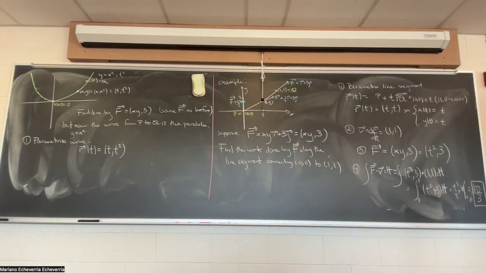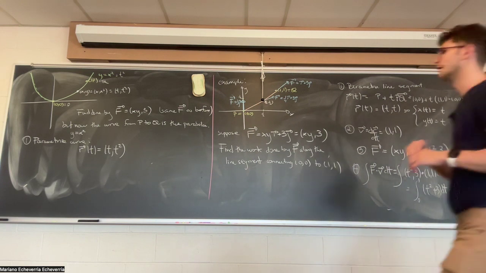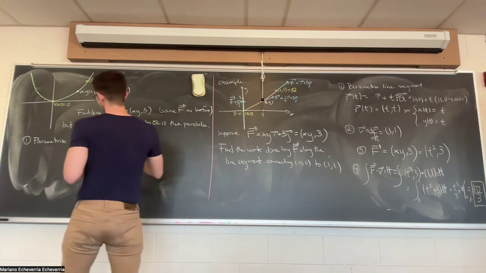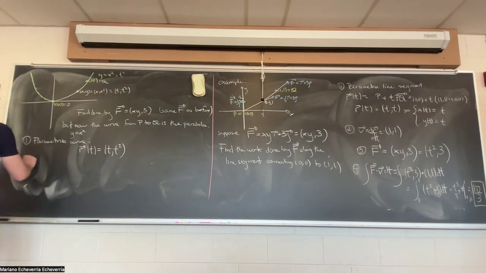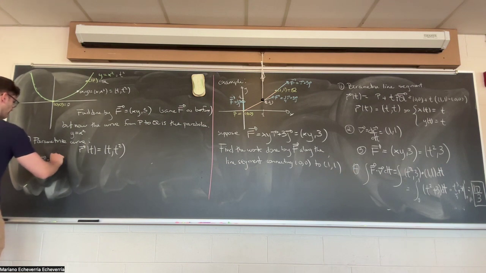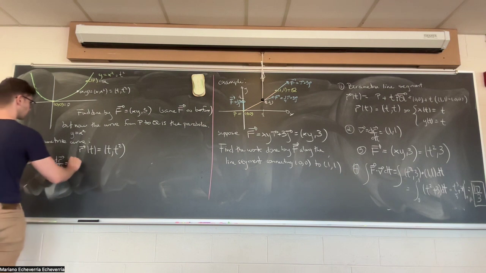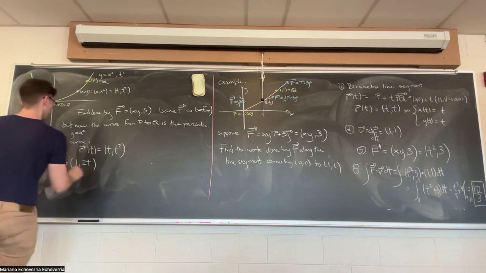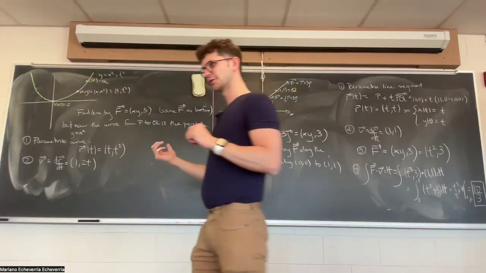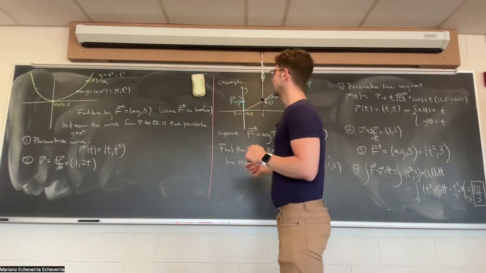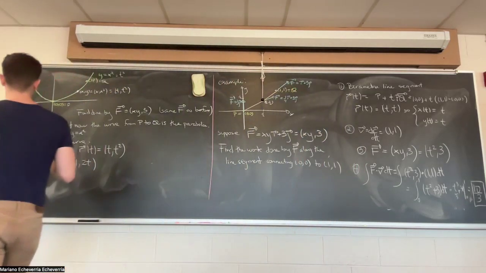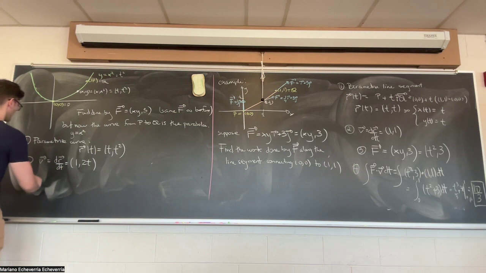Once you have the parameterization of the curve, then more or less everything else works in a similar way. So once this is the parameterization, step 2 is to find the velocity vector for this curve, which is 1 comma 2t. That's step 2, and step 3 is to rewrite the f, not the function, the vector f, in terms of t.